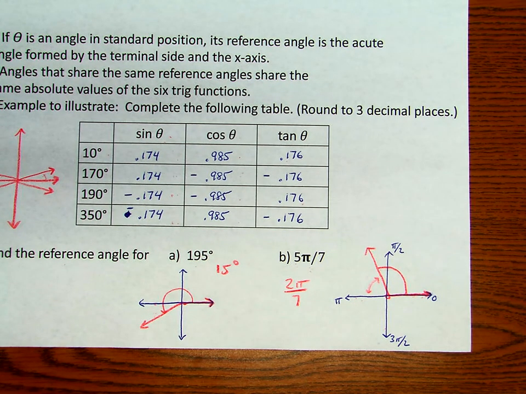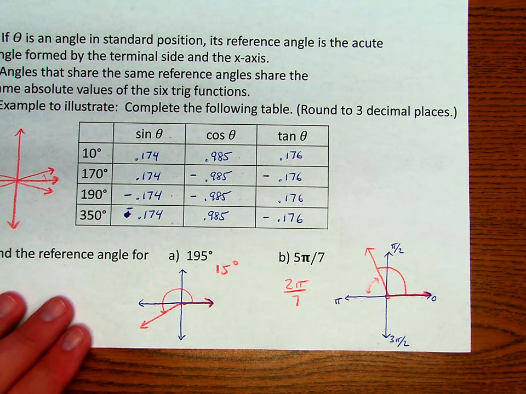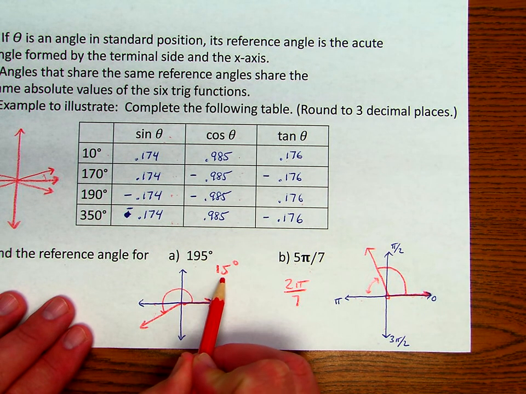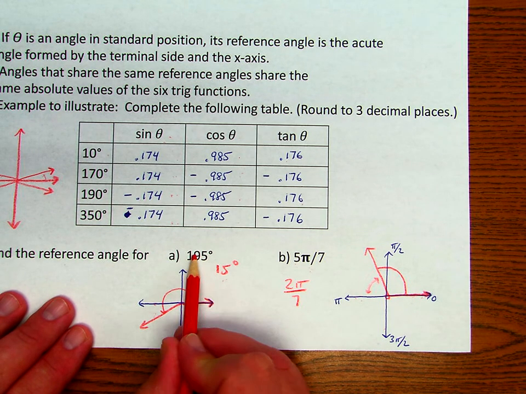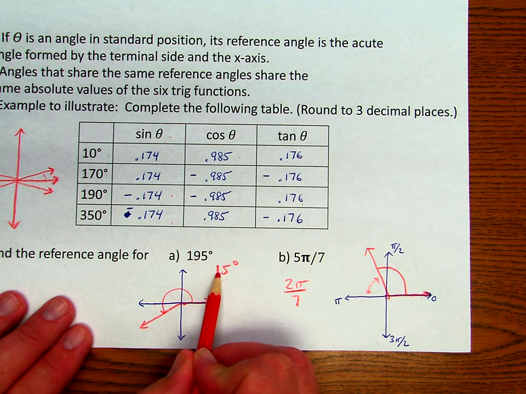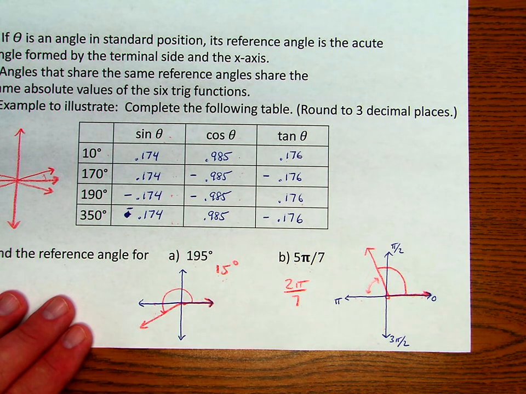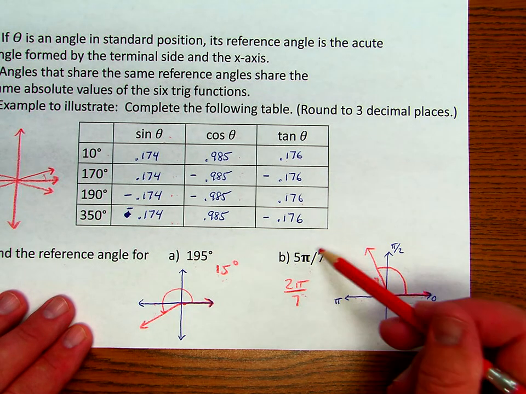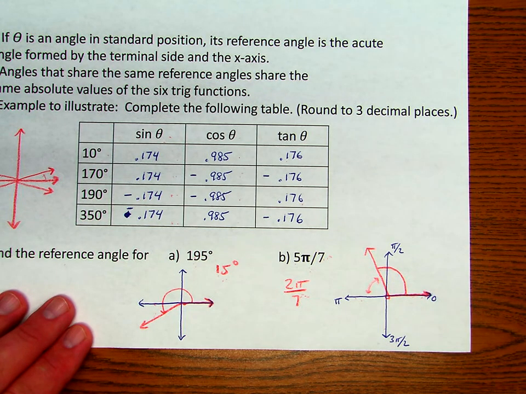Okay, again, emphasizing why this is important in our world. If we were to take the sine of 195 and the sine of 15, they're going to have the same absolute value. Take the cosine of those two angles, same absolute value. Take the tangent of those two angles, same absolute value. Same story with secant, cosecant, cotangent. In radian mode, we take the sine of those two angles, same absolute value. Cosine of those two angles, same absolute value, and so on.